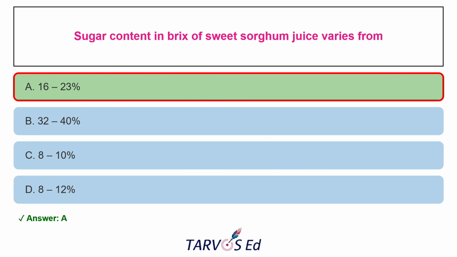Okay. The next question is, sugar content in brix of sweet sorghum juice varies from. So the answer is 16 to 23%.